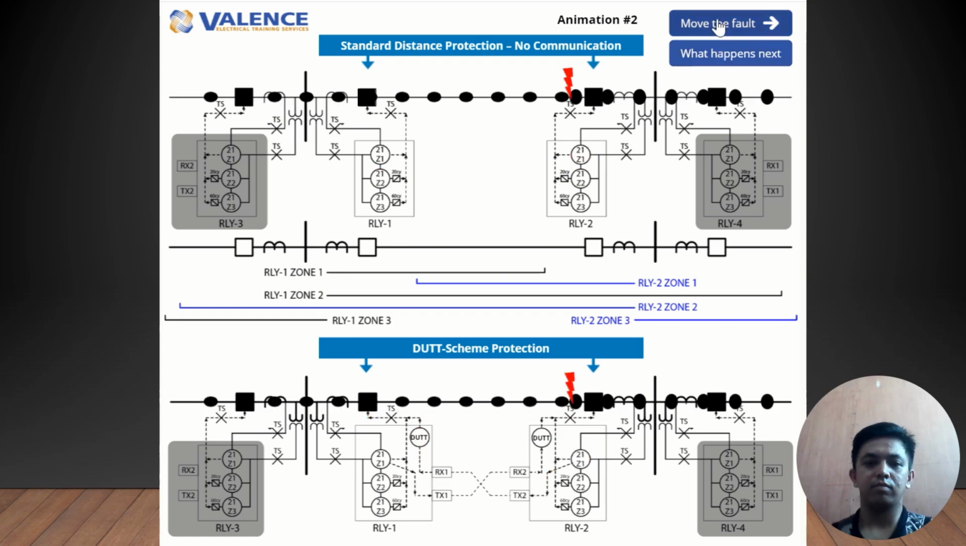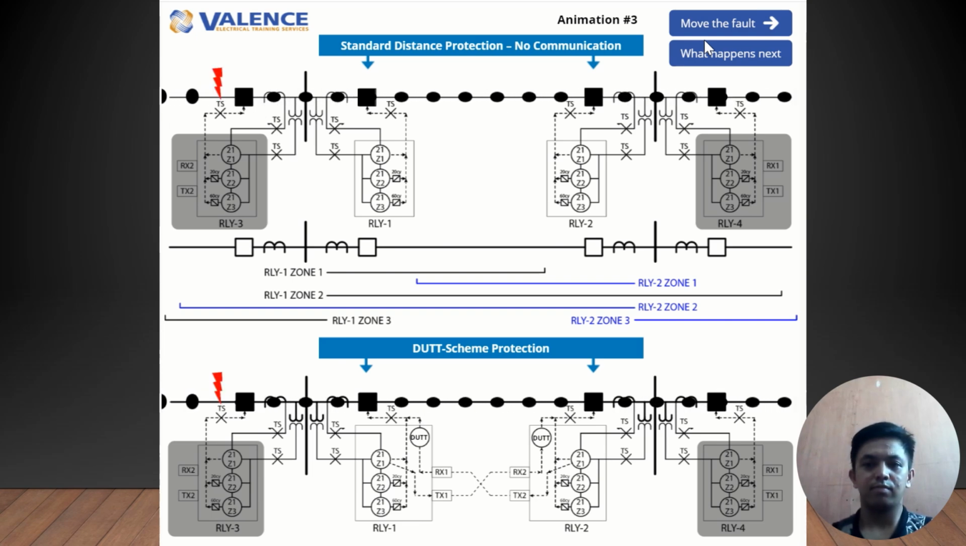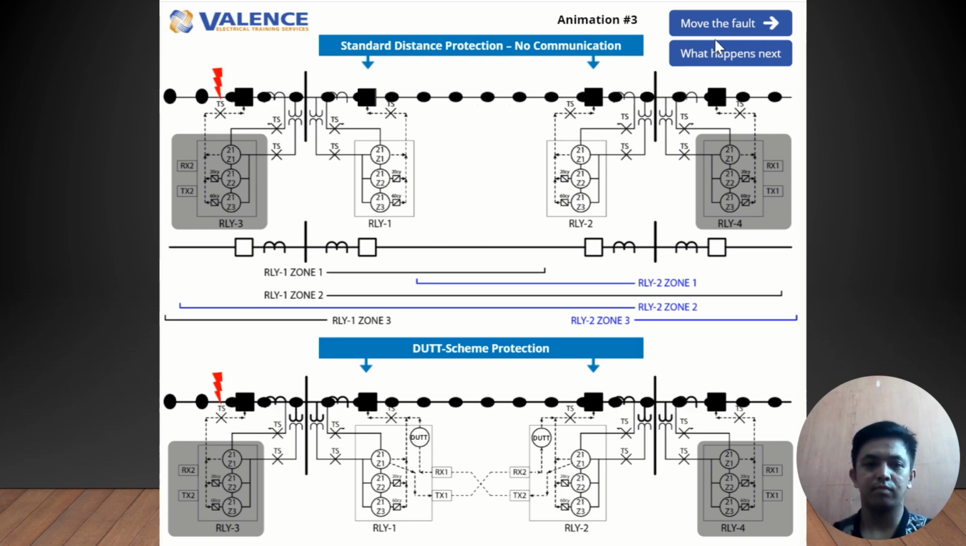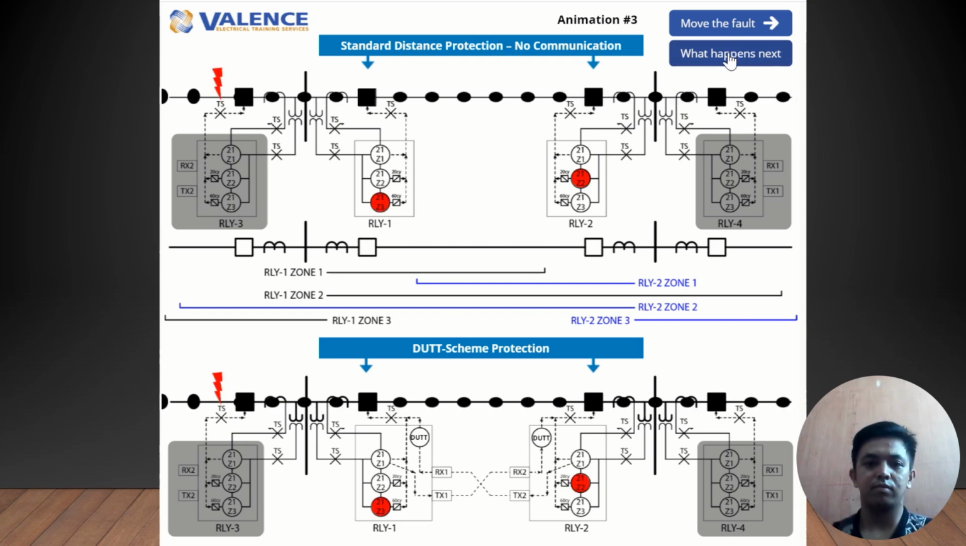Next, I go outside of the zone. This relay is going to see zone 3 and relay 2 is going to see zone 2. So zone 2 has a faster time delay than zone 3, so that zone 3 are going to operate in the same amount of time.